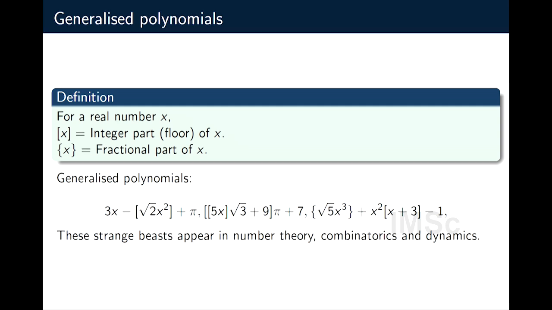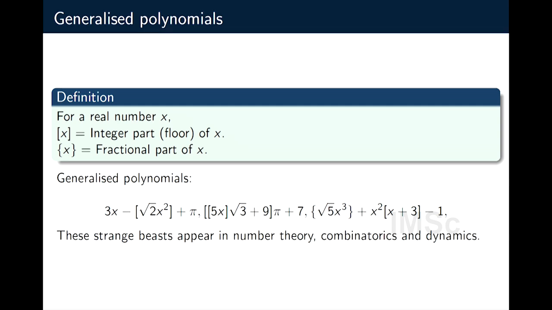And also the fractional part operation. For example, the third generalized polynomial has a fractional part operation. And nestings are also possible. The second example has a nesting, a nest of these square brackets. You are looking at the integral part of 5x, multiplying it by another number, adding something, and then again looking at the integral part. This kind of nesting is possible. These very strange objects appear in many places, and many of them are known to be uniformly distributed. They generate uniformly distributed sequences.